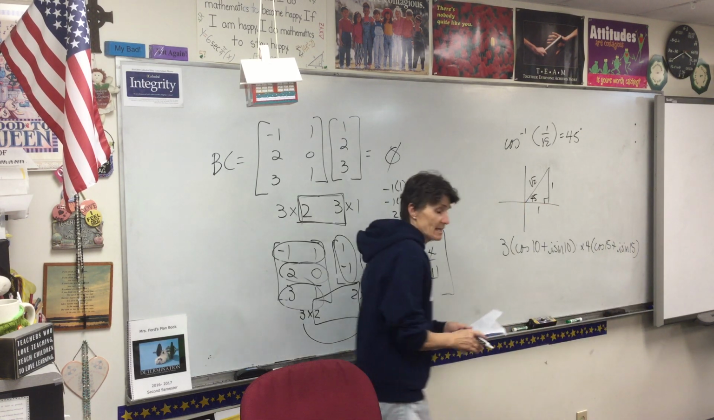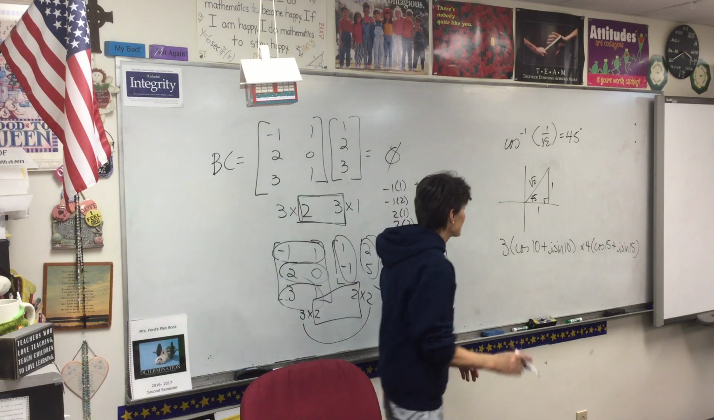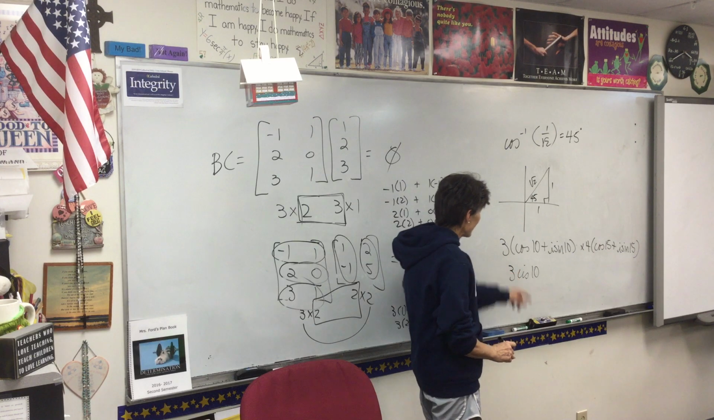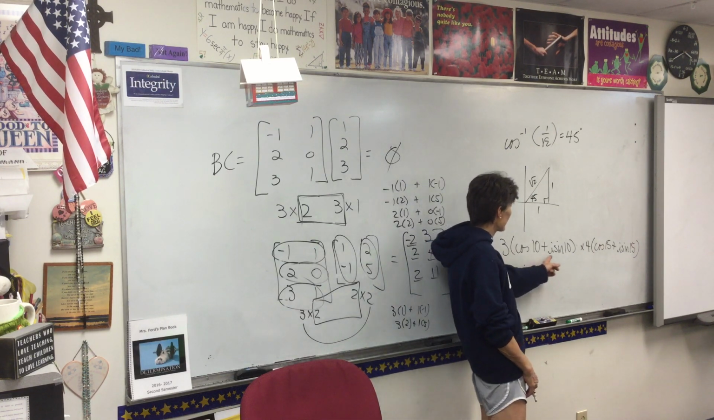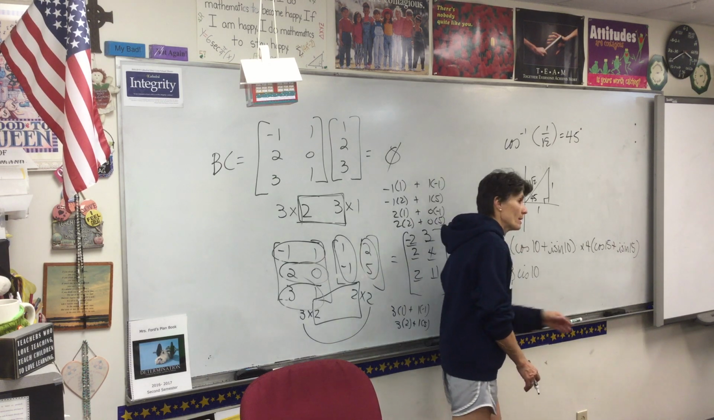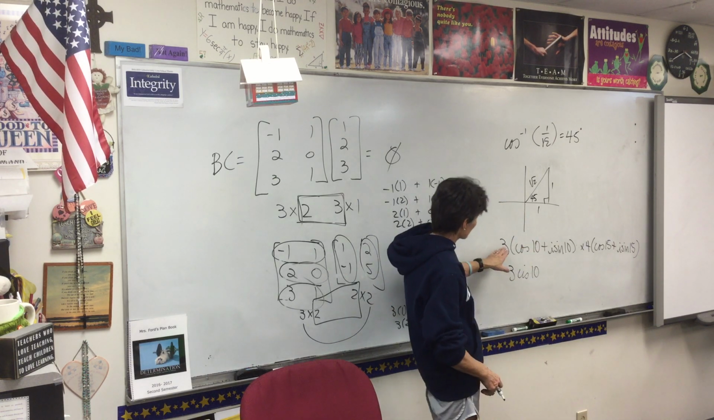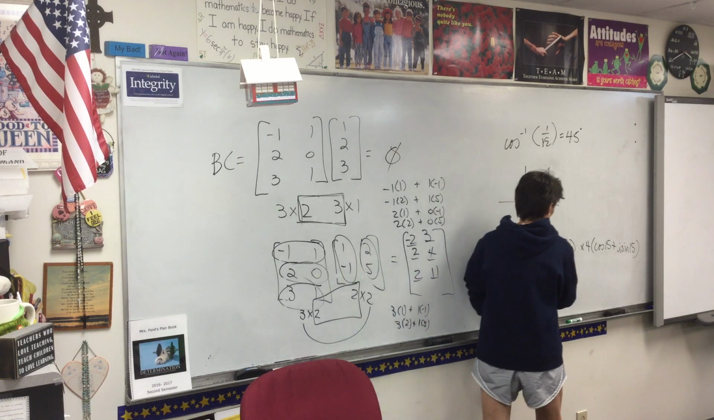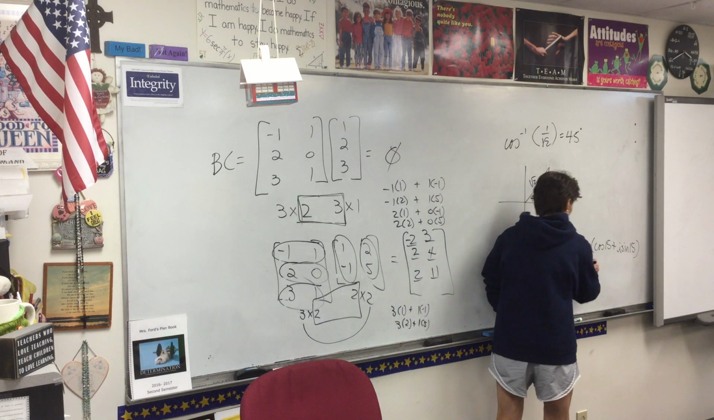That looks very, very scary, but that is the same as 3 cis 10. Cis is shorthand for cosine i sine. We talked about that, but I never really used the longhand. I always used the shorthand. So 3 cis 10 times 4 cis 15.